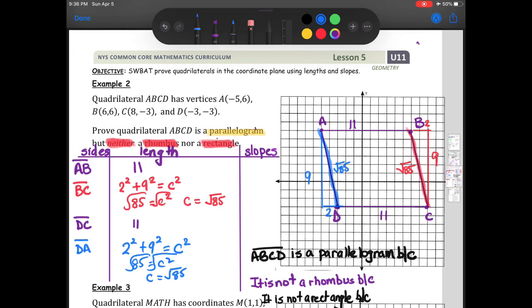But how do I show it is a rectangle? If you go back to your previous page, we talked about how, to prove a rectangle, you want to show that all the angles are right angles. So now we want to find slopes. Let's find the slopes for each side.